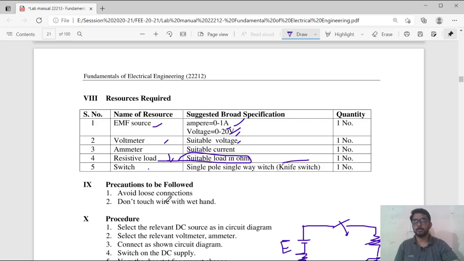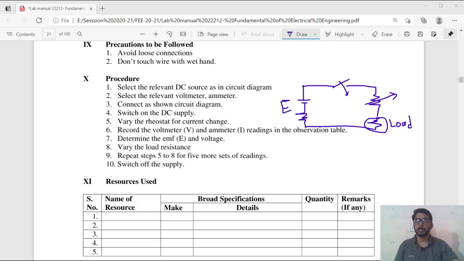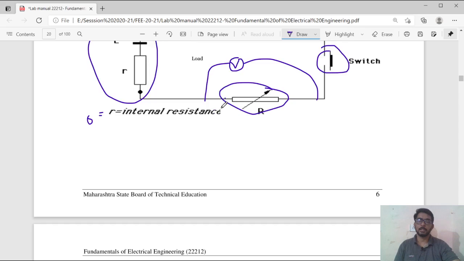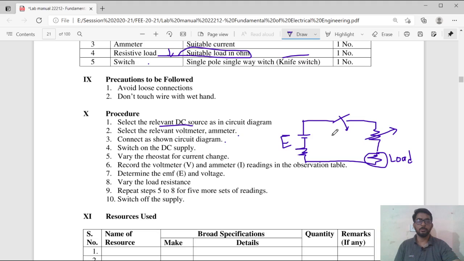So, the procedure: what to do? Select the relevant source as per the circuit diagram, select the relevant voltmeter and ammeter, and connect the circuit as per the diagram shown. As per the diagram shown means as per this diagram. But actually, what we have to do is use this circuit diagram.